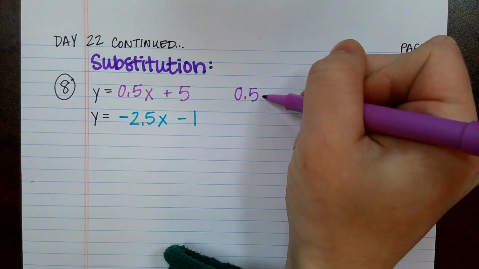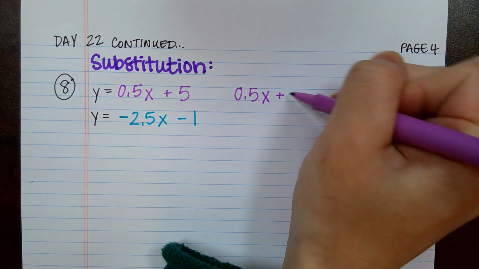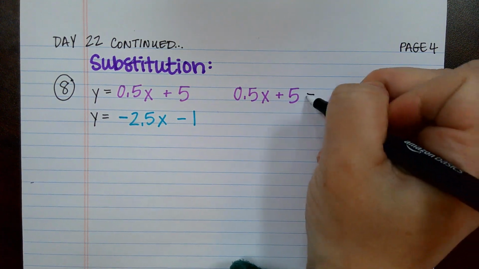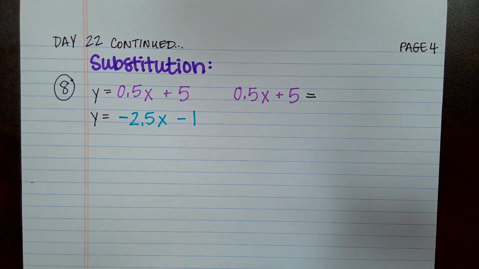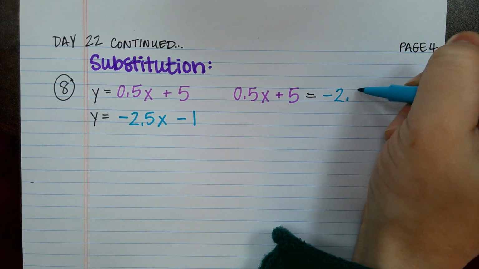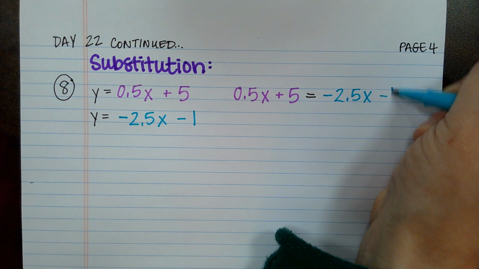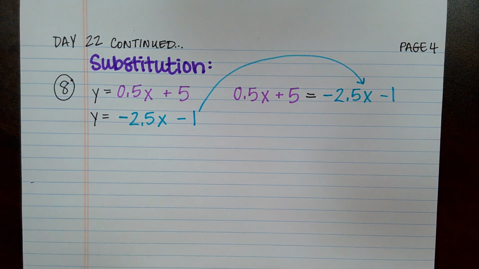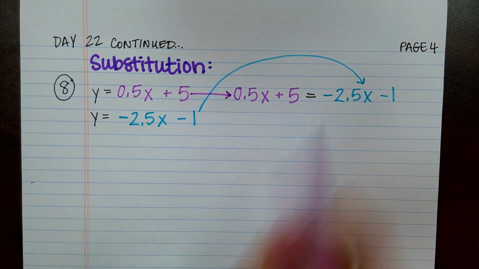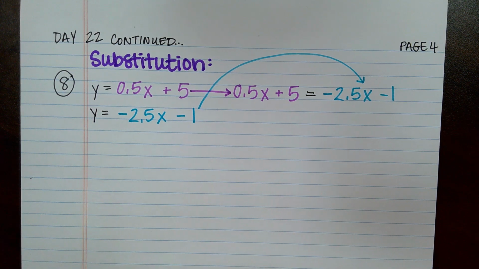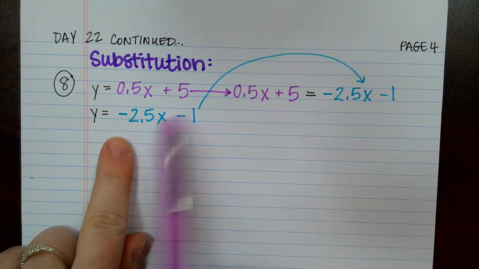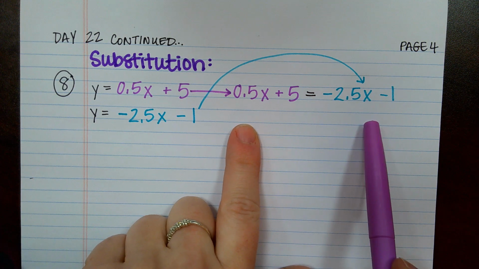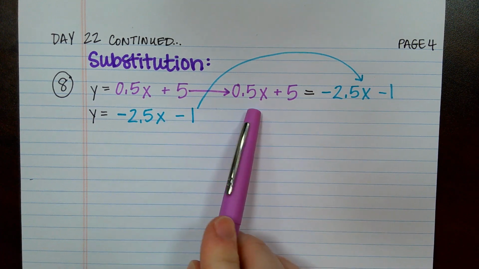0.5x plus 5 equals -2.5x minus 1. Can I ask a question? Uh-huh. When you're doing this, the one on the bottom goes at the end, and the one at the top goes in front, when you're making the equation? Whenever you do this equation, you actually can put it in either order. You'll get the same answer. It won't matter if you do the blue one first or the pink one first.